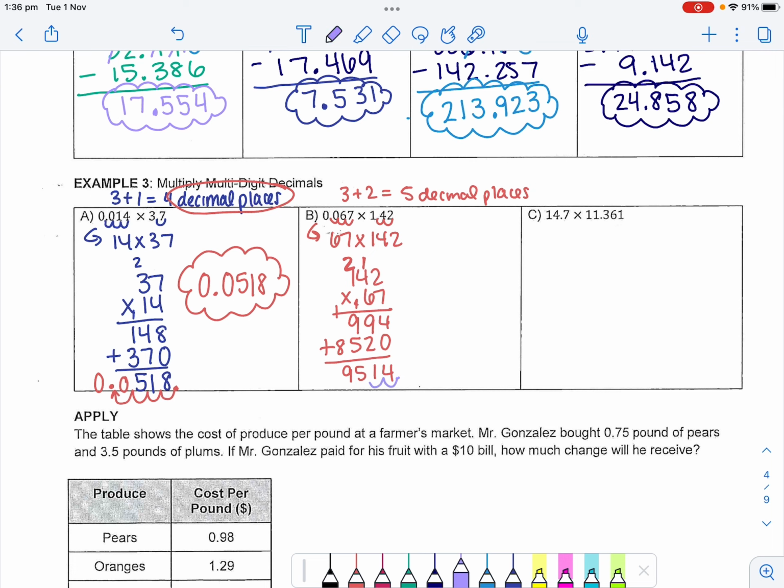And then I'm going to insert my decimal. So 1, 2, 3, 4, 5 place values. And then I like the leading 0. So 0.09514. In my last one here, this is going to be 1 decimal place plus 3 decimal places, which is going to be 4 total.